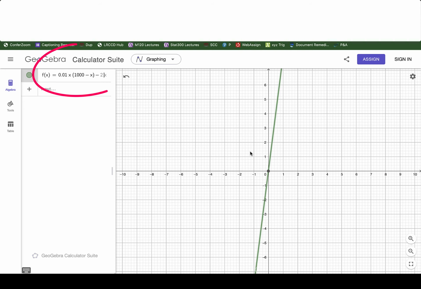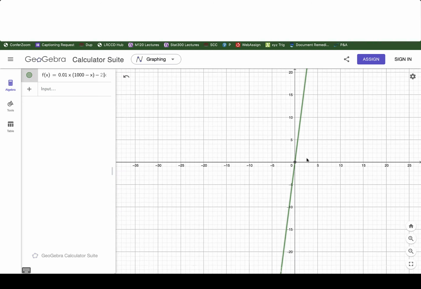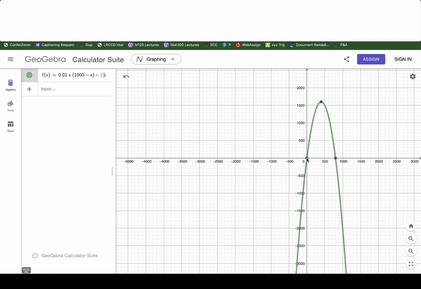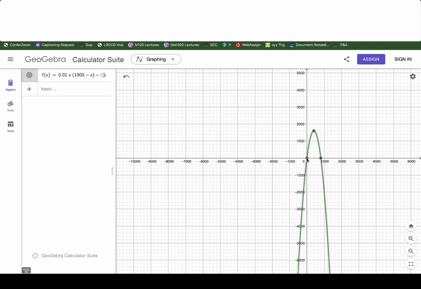I've entered our formula using x's, 0.01x times (1000 minus x), and then minus 2x. I probably need to zoom out to get a better picture of what's going on here. Yeah. I don't know if you noticed, but we should have been expecting a parabola because if you multiply the 0.01x into the parentheses, you'll get an x squared term.